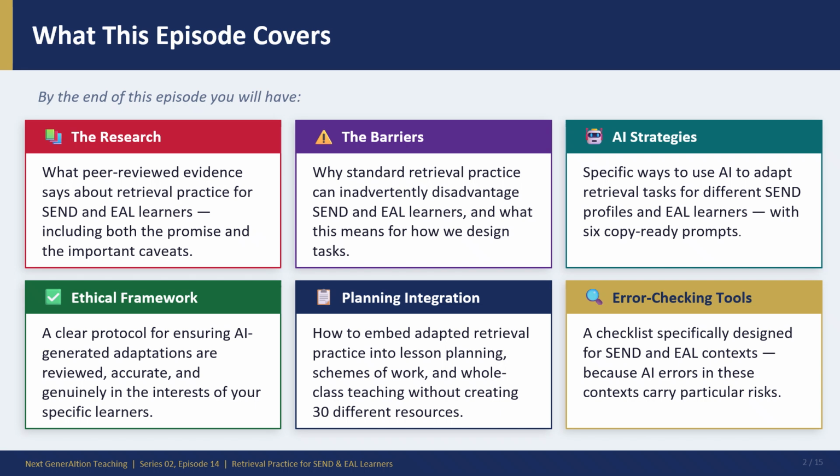Then we get practical, ethical AI use specifically for these contexts. And I want to flag early that the ethical stakes here are higher than in general AI use. We will look at 5 specific AI strategies for SEND learners, 5 for EAL learners, and then the 6 copy-ready prompts that you can take away with you today. We finish with planning integration and your challenge this week. Every section builds on the one before, so I'd encourage you to watch in sequence first time through and then go back to any areas that you want to quickly recap.